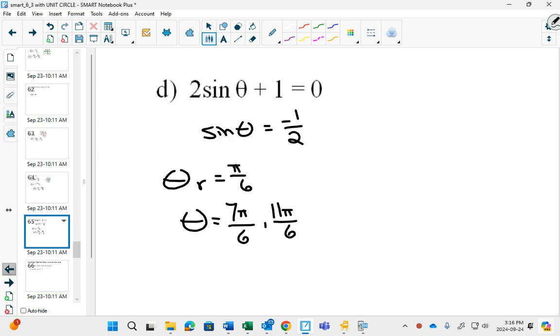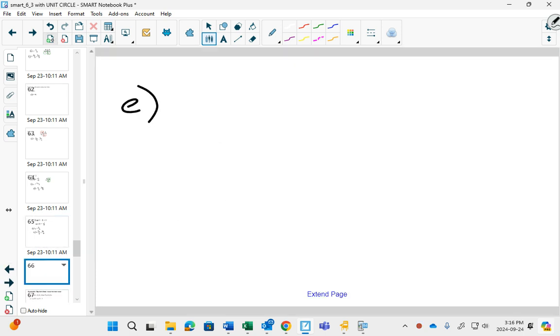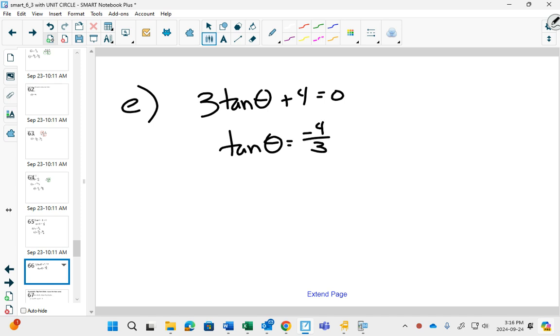Now, before we get to this one, I'm going to add an E. You could still have ones, though, that are not on your pie plate. And you would still have to do them like you did them in grade 11, except now you're in radians. So I'll just review what would happen if you got a question that starts off with this: 3 tan theta plus 4 equals 0. I get tan theta by itself, and I get negative 4/3.